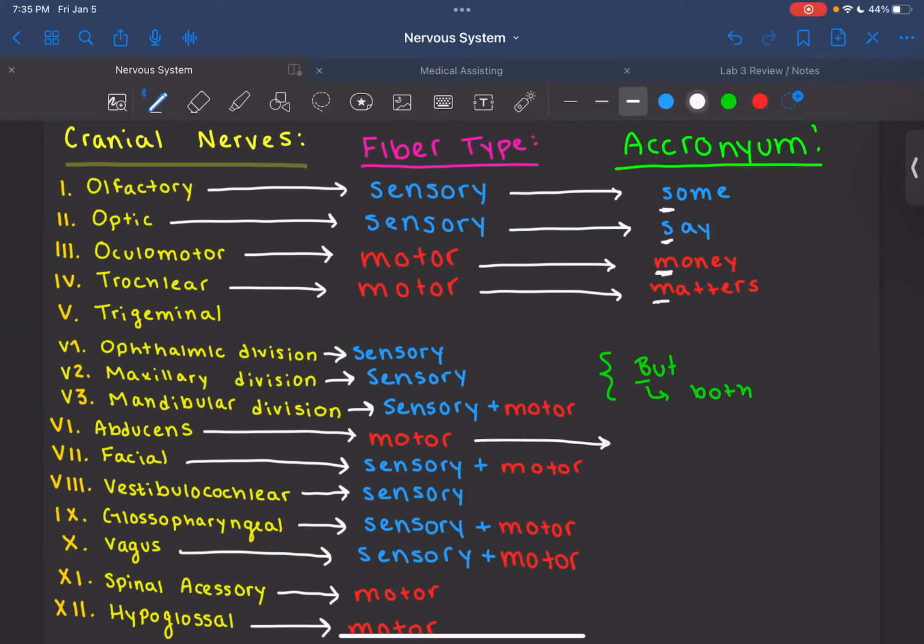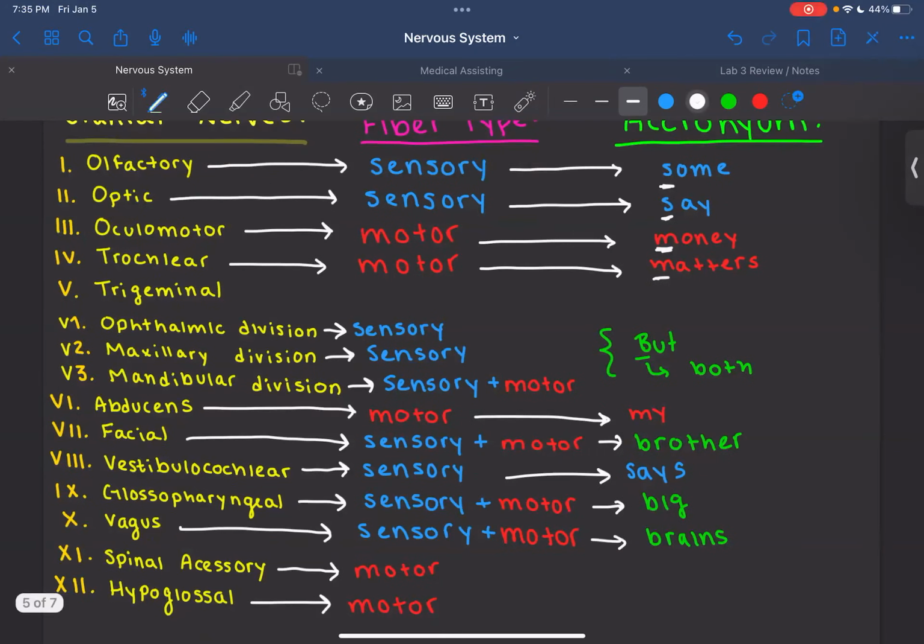Let me draw some arrows here. "But my brother says big brains matter most." So I think this is pretty self-explanatory, so I'm not gonna go too overkill with this.